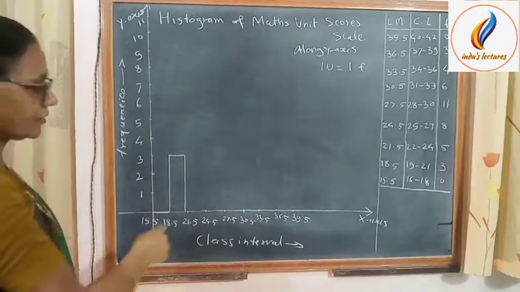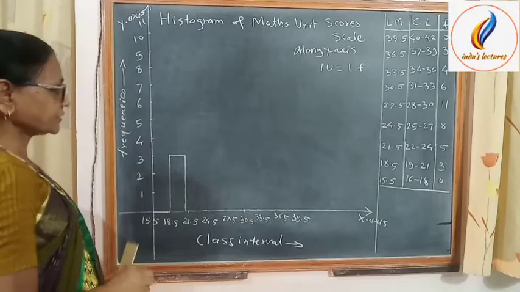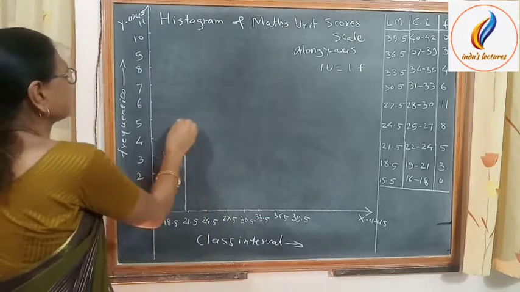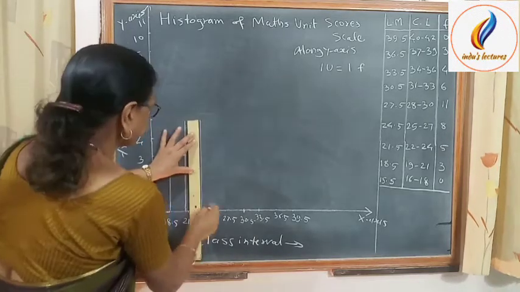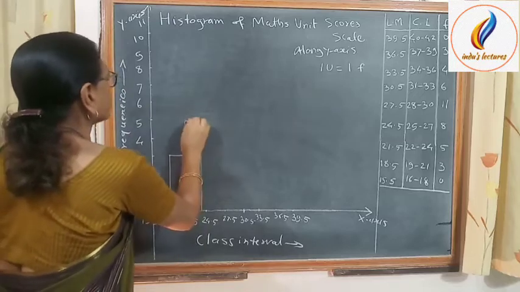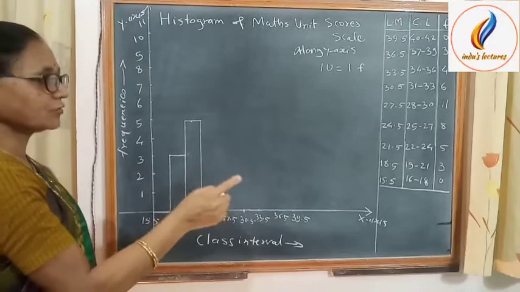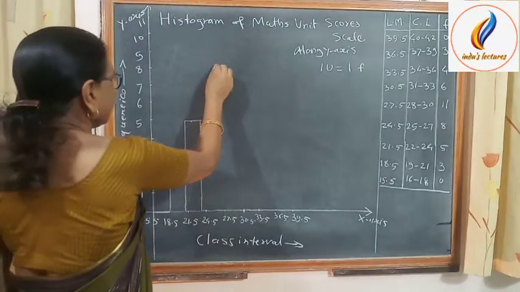This is a bar for class interval 19 to 21. Now the next class interval is 22 to 24. Frequency is 5, so consider the point 5 here. Then the next class interval is 25 to 27 and its frequency is 8. So consider this point 8.